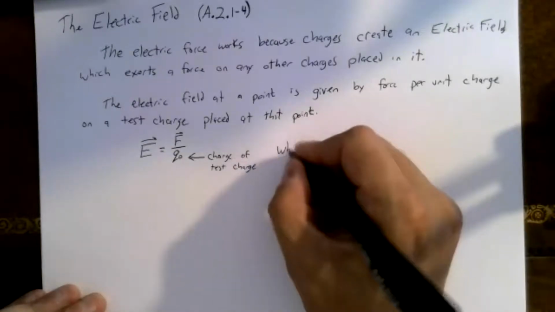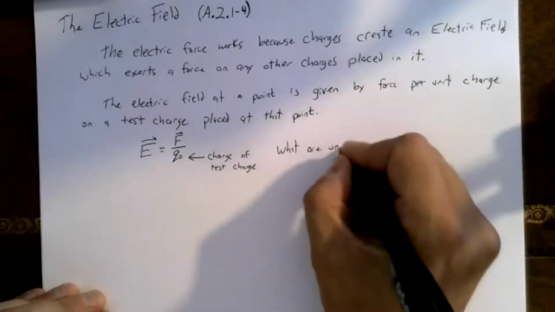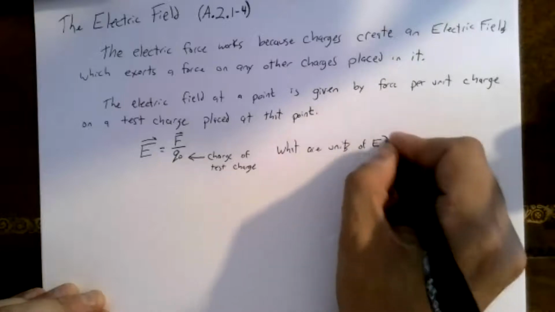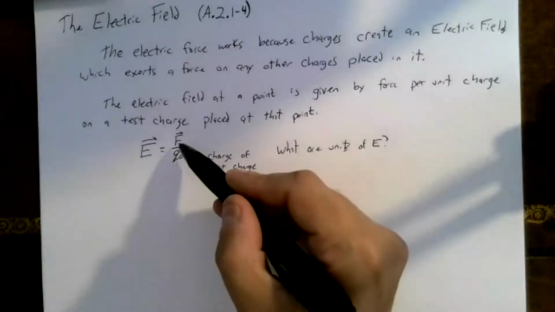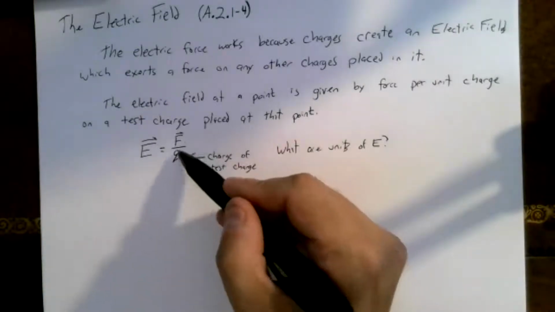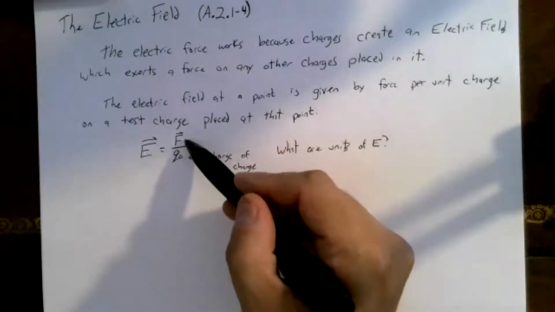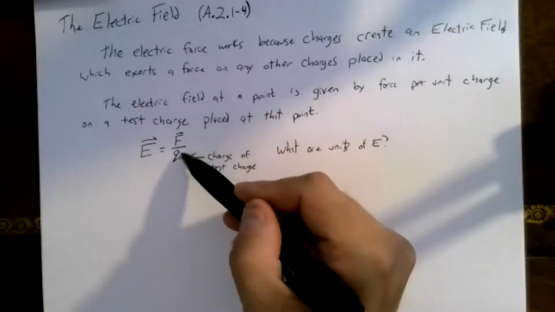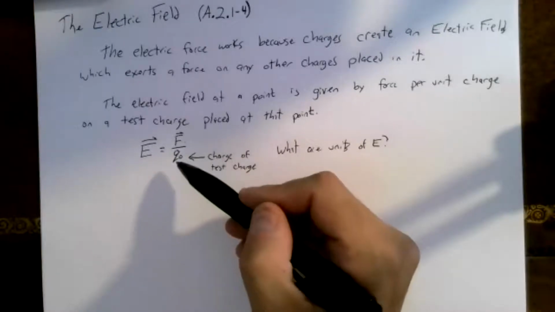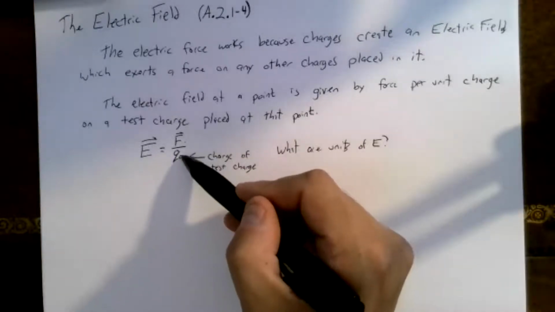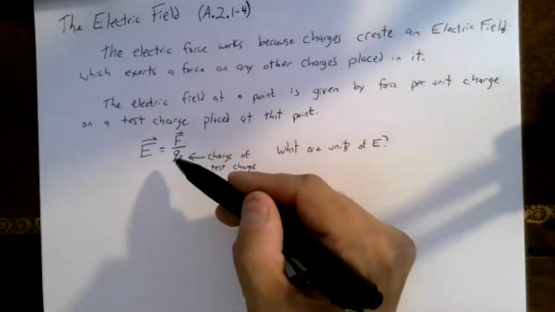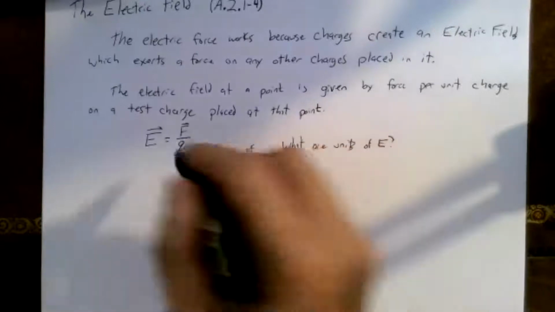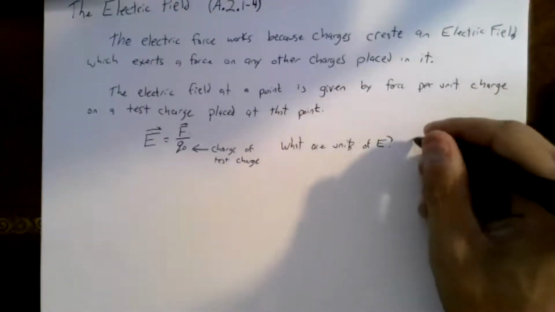So what would the units be? Newton something. Is it like Coulomb? Or no, it's like Newton coulombs. Look at the equation. What are the units of force? Newton. So we have a force divided by charge. Newtons over coulombs. Coulombs are the unit for charge. So the units for the electric field is just going to be newtons per coulomb.